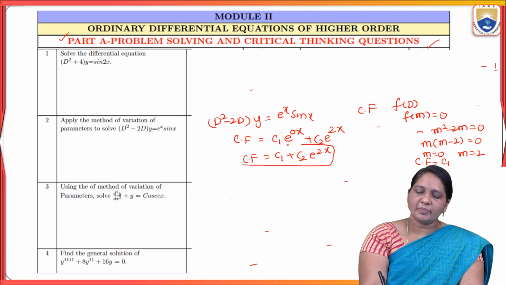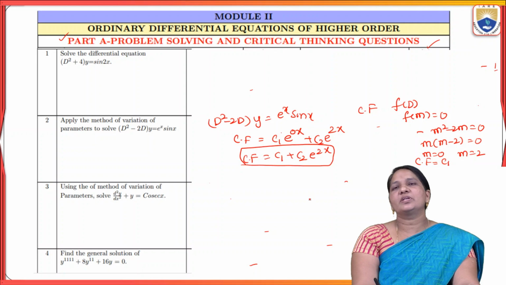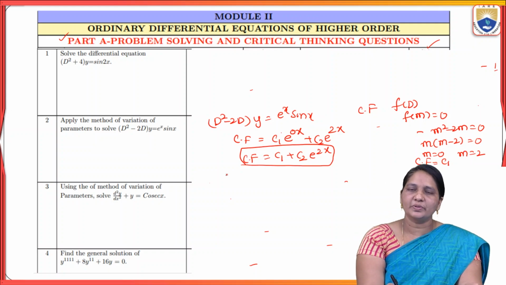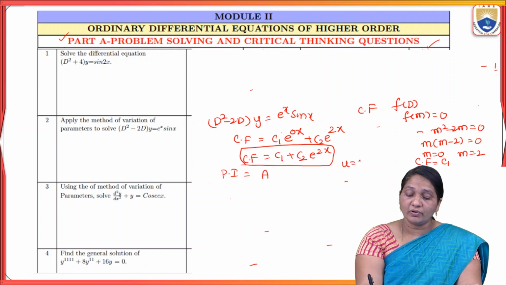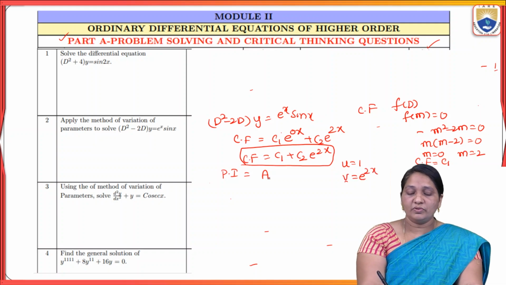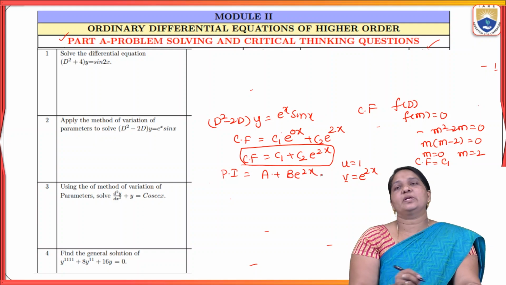After finding the complementary function, in the method of variation of parameters, we have to assume the particular integral. So here we are assuming the particular integral equal to a into, here what are the solutions we have? u equal to 1 and v equal to e power 2x. So in place of c1 we are replacing a. So a into 1 plus b into e power 2x.